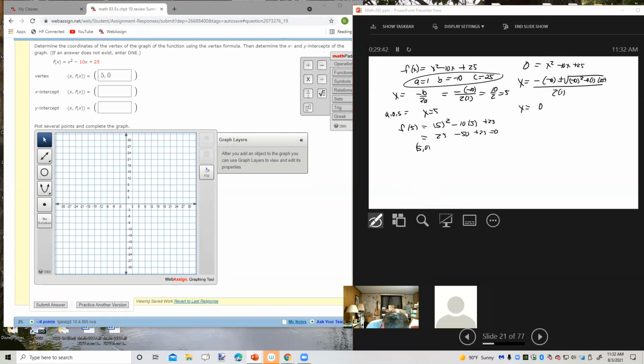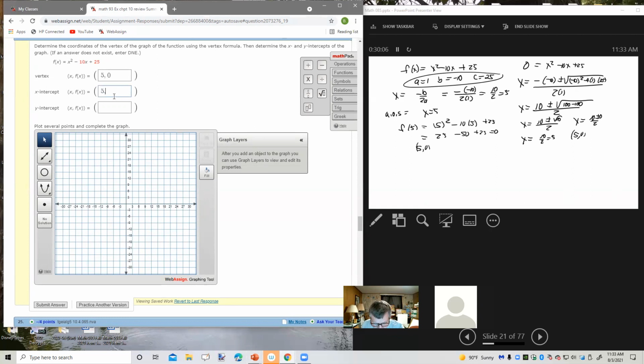X is 10 plus or minus the square root of 100 minus 100, all over 2. X is 10 plus or minus the square root of 0, all over 2. X is 10 plus or minus 0 over 2. X is 10 over 2. X is 5. So the x-intercepts are at (5, 0), (5, 0), which is just (5, 0). So the x-intercept, there's only one of them. Why is that? Because the vertex lies on the x-axis.